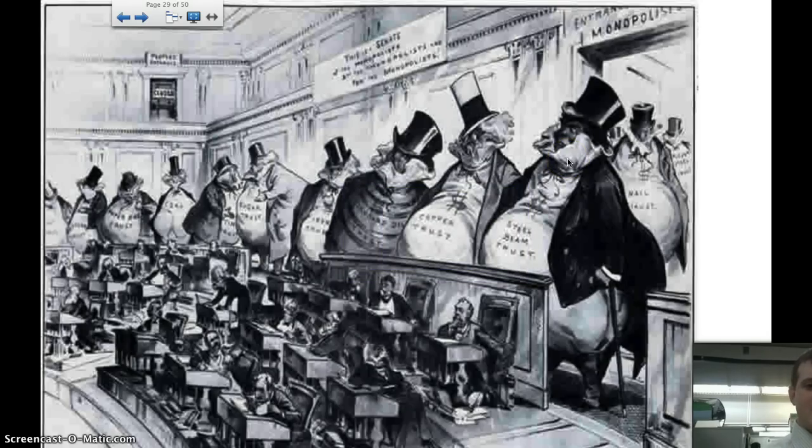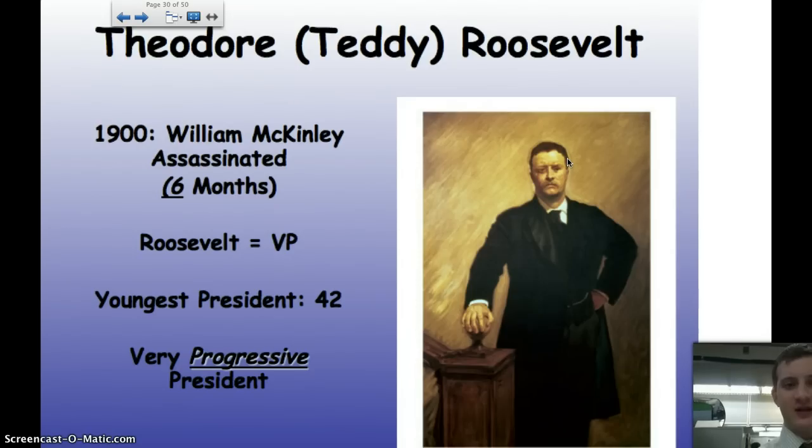And basically, what is this cartoonist saying about the power that trusts and monopolies have in our government at this time? Hopefully we can figure that one out on your own, and if not, we'll unpack that tomorrow in class. But this is why presidents weren't enforcing the antitrust law. Look at it right here. And if you can't figure it out, we'll talk about it tomorrow in class.